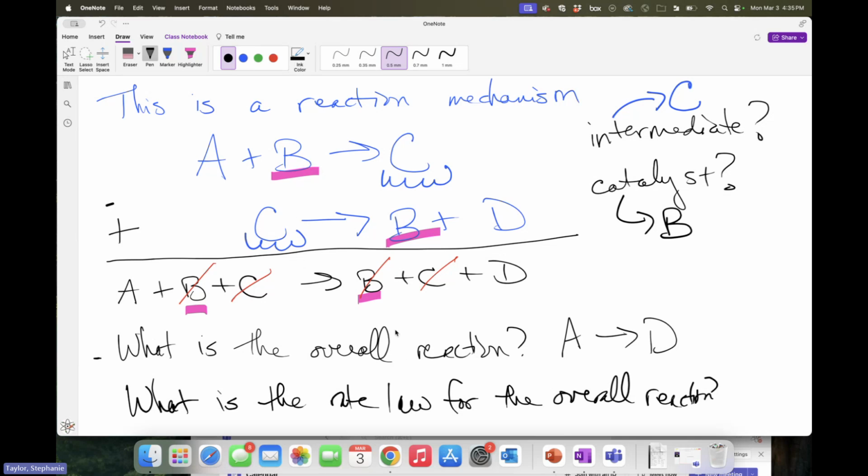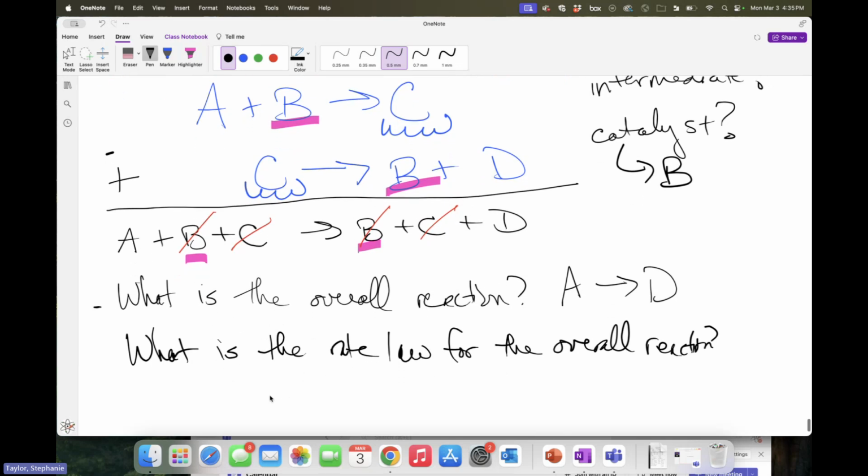So I can actually write the rate law for the overall reaction. Even though it might look a little weird, the rate is equal to k times A times B. Or this is the rate law for the first elementary step. But in this case, I'm allowed to do that because we know that B is a catalyst and the rate law has to contain the catalyst for the overall reaction. So catalysts definitely do some special things, especially in elementary reactions.